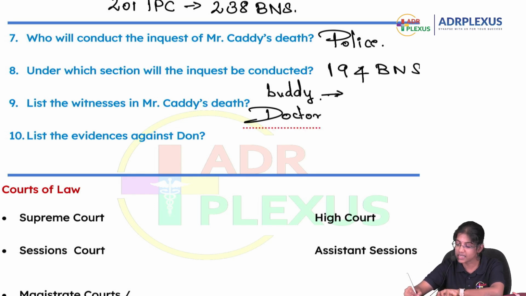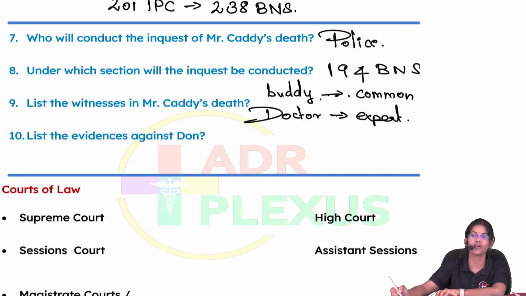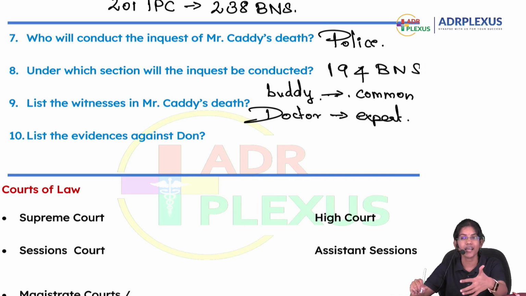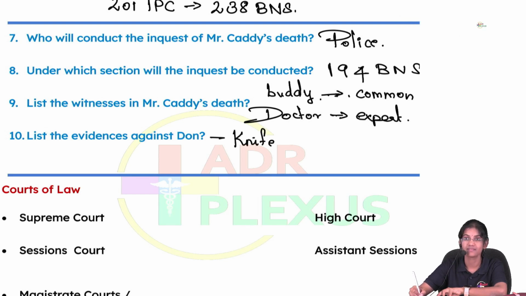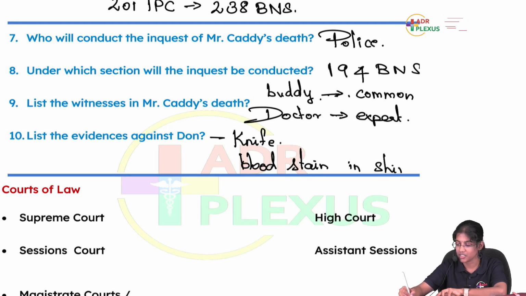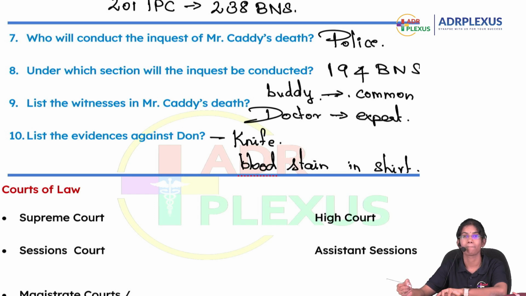Okay, what type of witness is buddy? Common. Very good. What type of witness is doctor? Expert. Very good. Okay, evidences. Can you think of all the evidences? All of you try to answer. When you try to answer, even if you're wrong, you come to know about it. Evidence, yes. Knife is evidence. Bloodstained, yes. In shirt. Very good.